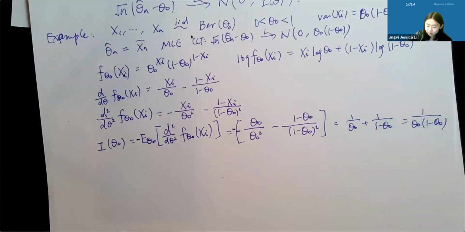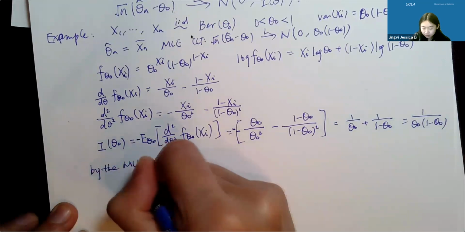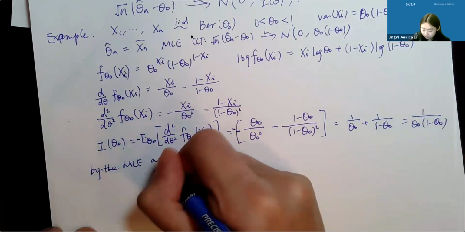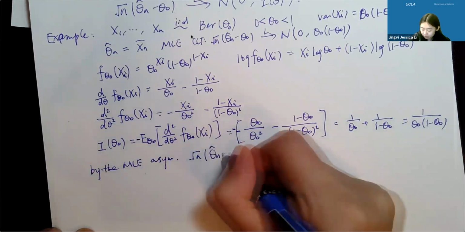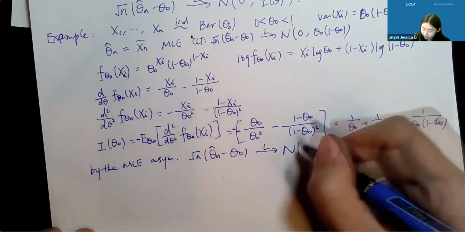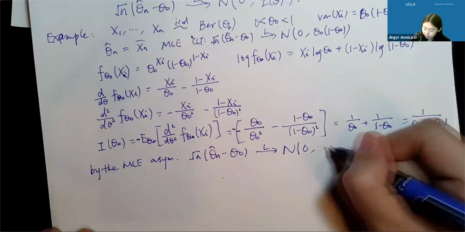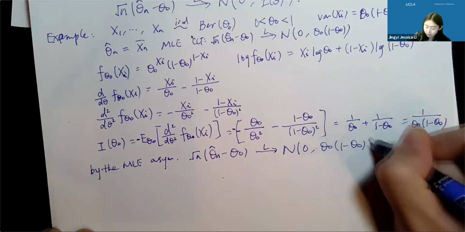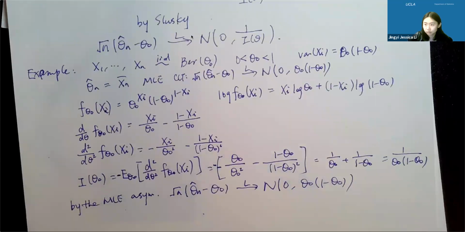Okay, we're done. So given this result by the MLE asymptotics, the one we just derived, we have root n times the MLE minus the true parameter converging in law to the normal distribution with the inverse of the Fisher information. So that is theta 0 times 1 minus theta 0. So we obtain the exact same result as we got from the CLT, central limit theorem. This is just one application example to show how we use this in practice.